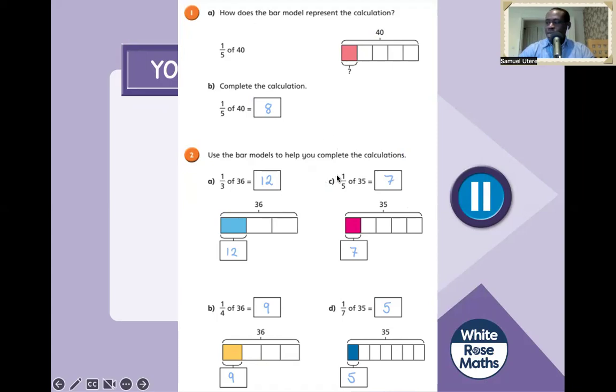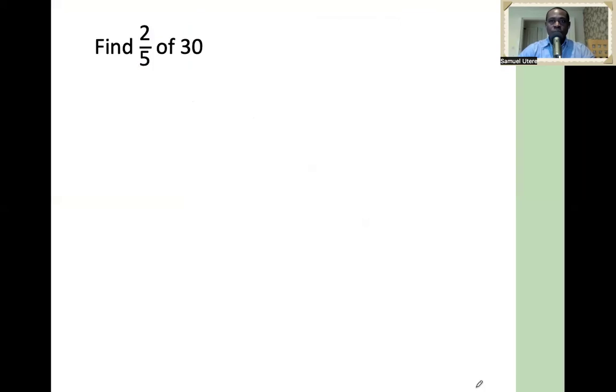Take note that these are called unit fractions. So we have just been working with unit fractions. So fractions where we divide by the number of parts we want to divide using the denominator as our guide, and then we just need one part of it. That's called unit fractions. But we'll move on to this one now.